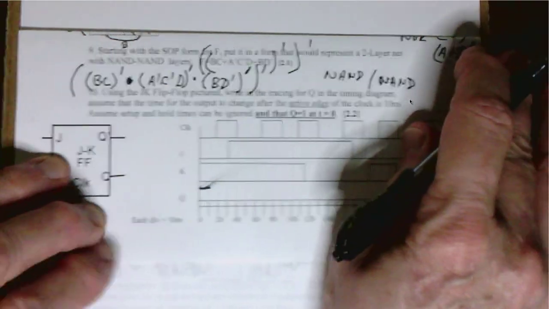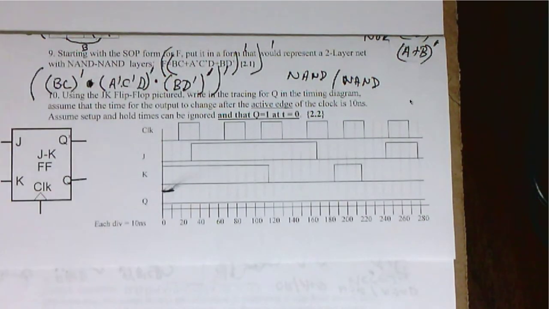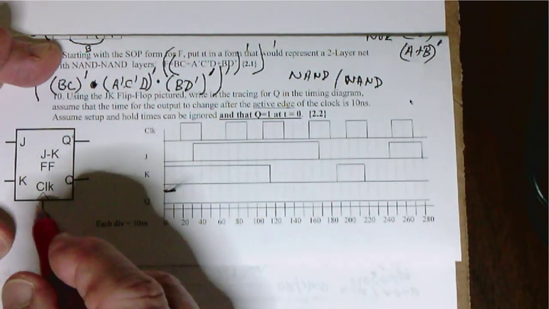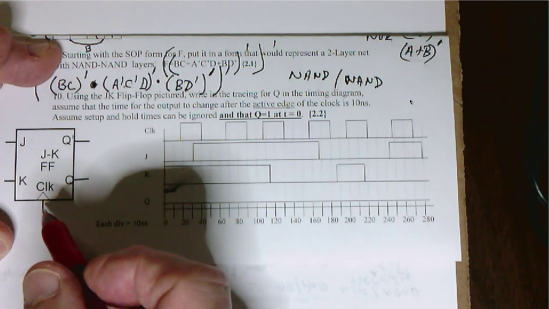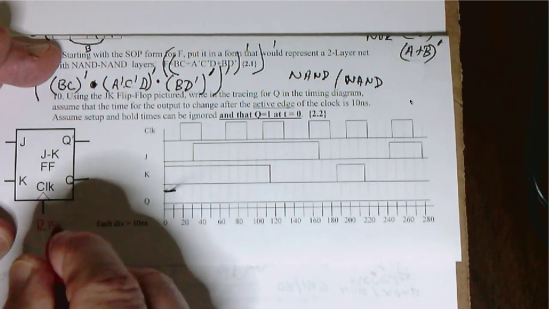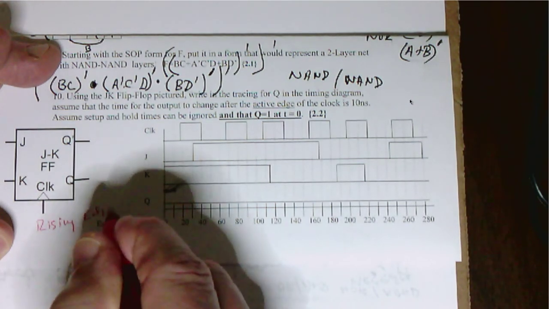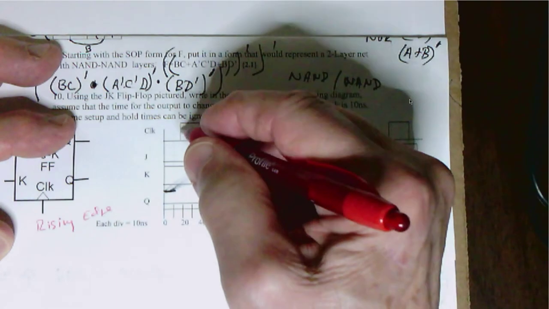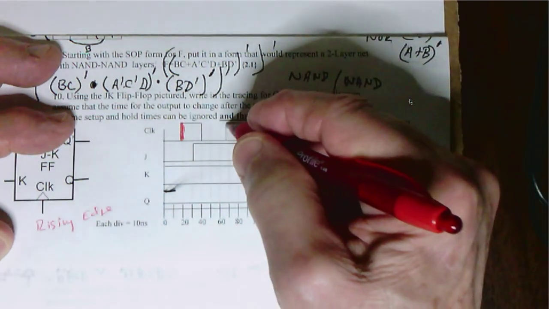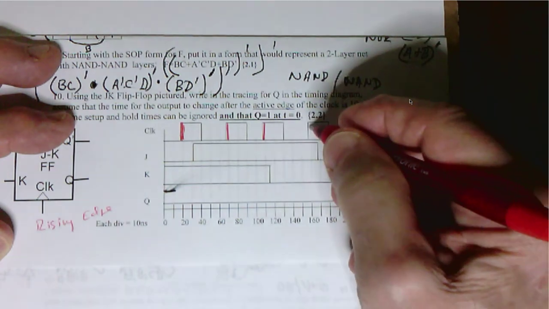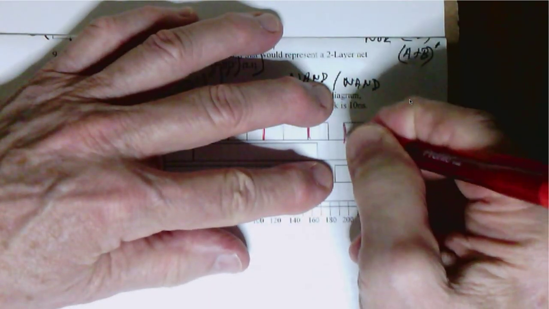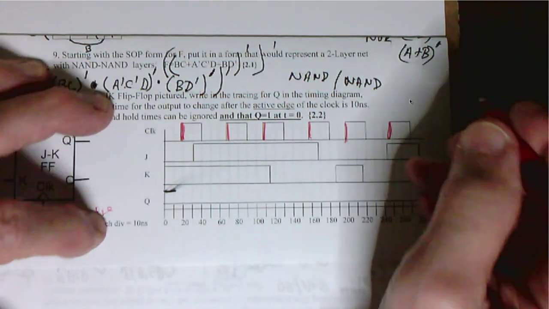Now, the first thing you should do when you evaluate something like this is to go in and pay attention. So first off, what kind of clock do we have? Is it a rising edge or a falling edge? It is a rising edge. So since it's a rising edge, we know that this is the active edge right here. So this is where our inputs matter.